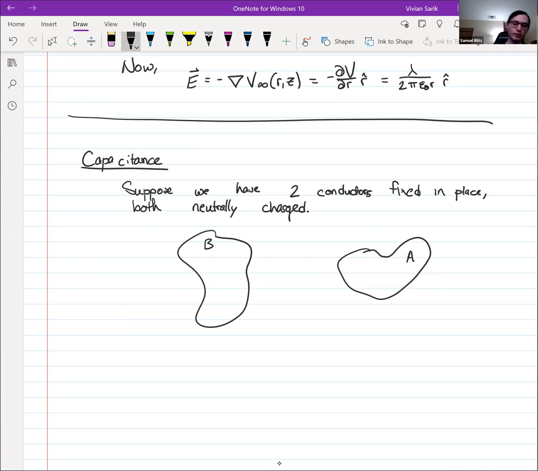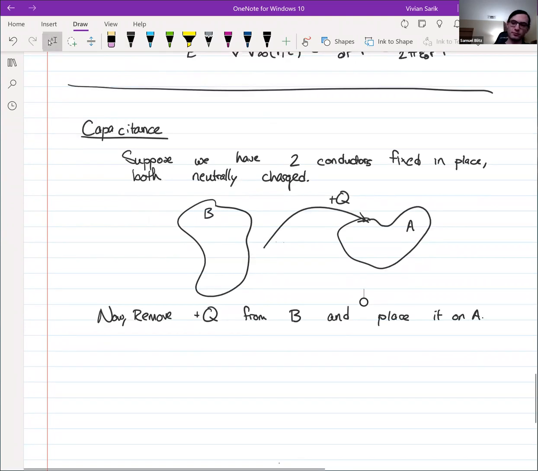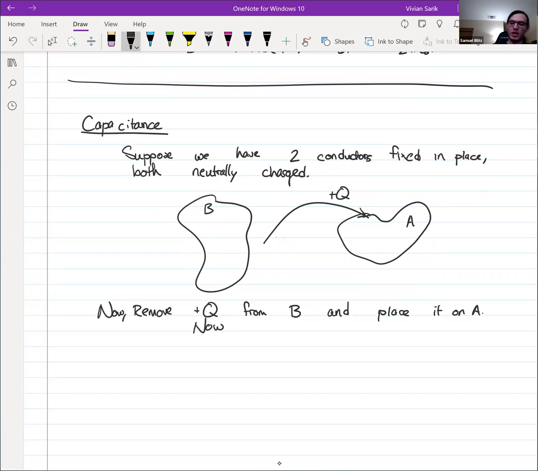Now imagine that we remove plus Q from B. So take some amount of positive charge from B and place it on A. So we're taking Q and bringing it over from here. Now B has total charge minus Q, and A has total charge plus Q. The total charge of the whole system is still 0, it's still neutral, but we've separated the charges a little bit.